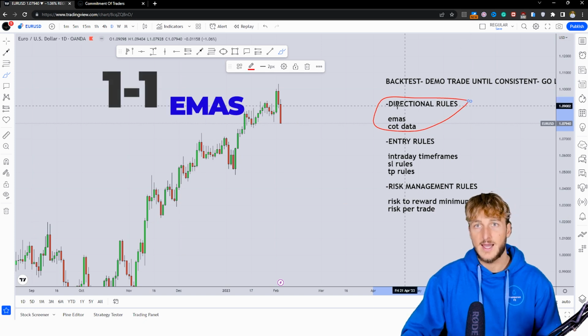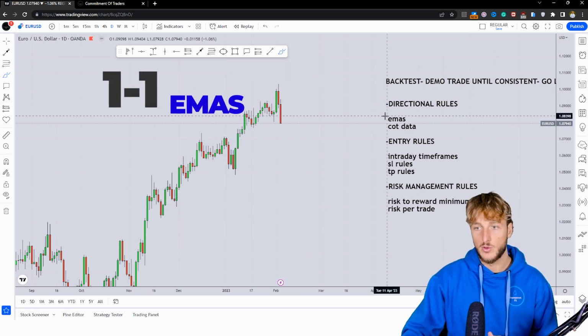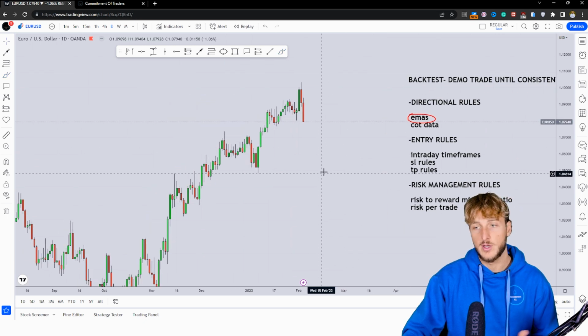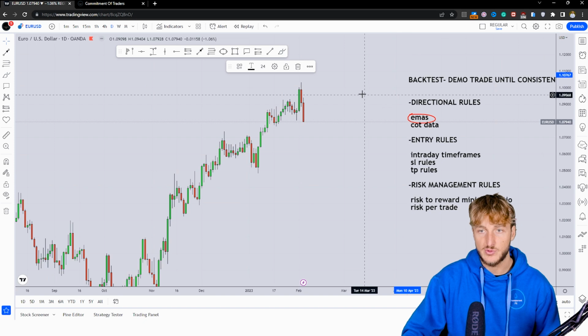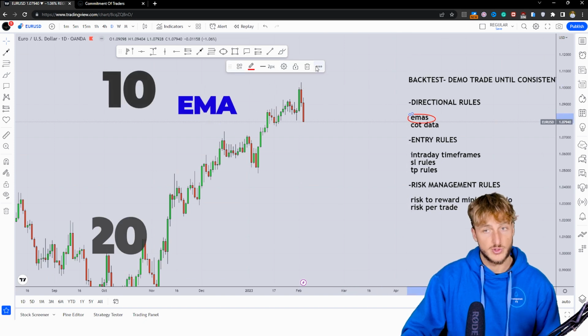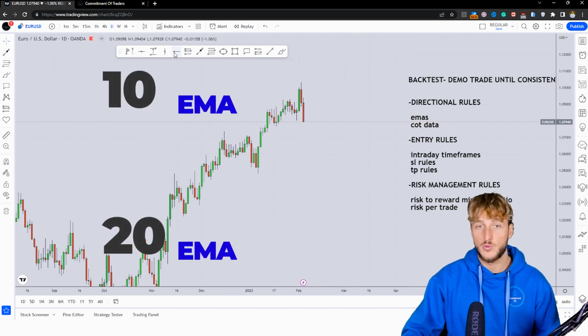Now, let's dive a little bit deeper. First of all, which kind of EMAs will we be using for this strategy? Now, when it comes to EMAs, especially for swing trading, I suggest the 10 and 20 EMAs.